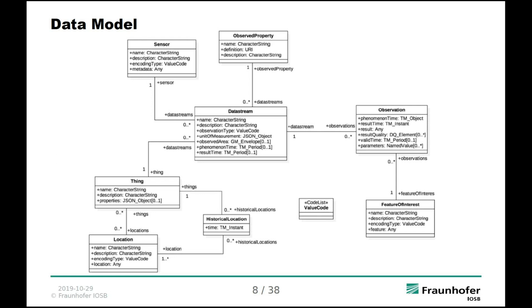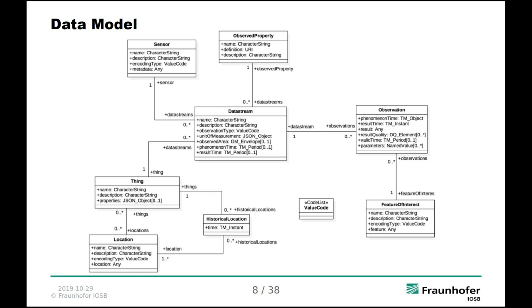locations. Actually, a thing can, of course, only have one location at a time. But the multiple relation here indicates that you can have different representations of the same location. So you can have one representation as GPS coordinates, you can have one in CityGML, and so on. And things, of course, have historical locations. They can move over time.